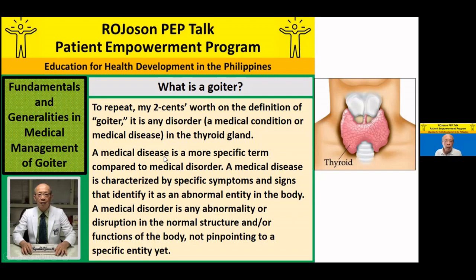To differentiate medical disease from medical condition, a medical disease is a more specific term than a medical disorder. A medical disease is characterized by specific signs and symptoms that identify an abnormal entity in the body. Strictly speaking, there is a disease present. A medical disorder is any abnormality or disruption in the normal structure and/or functions of the body, but not pinpointing to a specific entity yet. So sometimes a medical disorder is not automatically a medical disease.